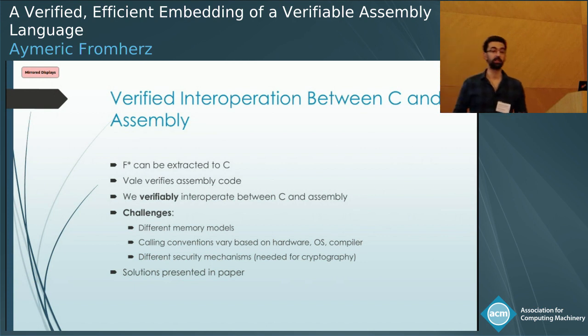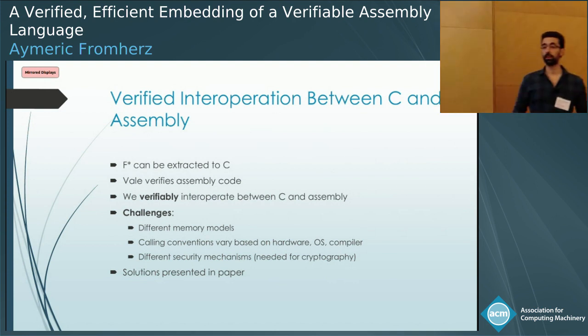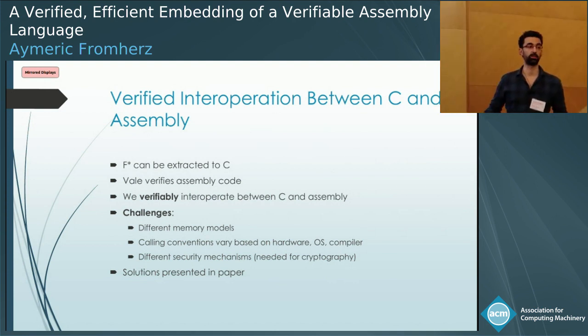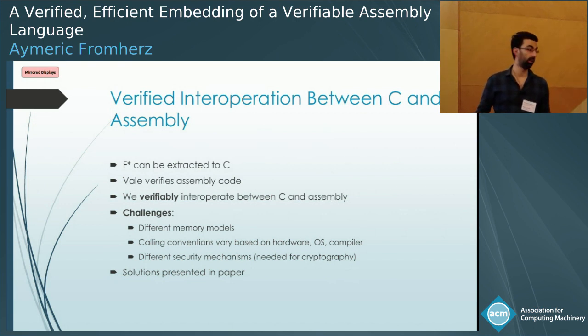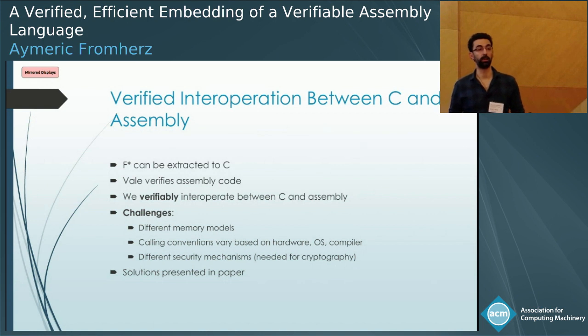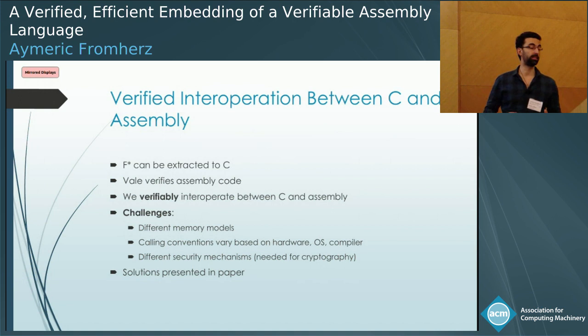First of all, assembly and C have very different memory models, and we have to make sure that we reconcile these memory models. Second, when calling assembly code from C, we have several calling conventions that one has to follow and that vary based on the hardware, operating system, and compiler. And these calling conventions specify, for instance, in which registers arguments should be passed or which registers should be saved by the callee. And lastly, since our focus here is mostly cryptographic code, there are several security mechanisms at both the Veil and the F star level that allow us to defend against side channel attacks. So to ensure that our hybrid C assembly implementation will be secure, we have to ensure that these mechanisms compose well. I don't have time to go over this here, but I refer you to the paper for our solutions to these challenges.